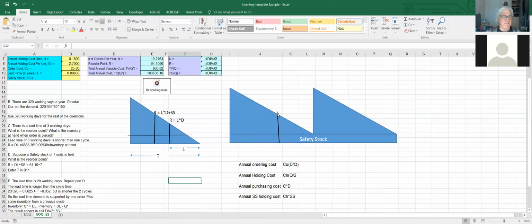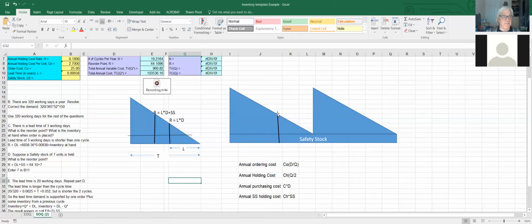So now you place another order. The order size is not affected. It is still Q star as before. What is affected is the timing of placing the order that is now earlier to allow for the safety stock to be left at the end of the cycle.